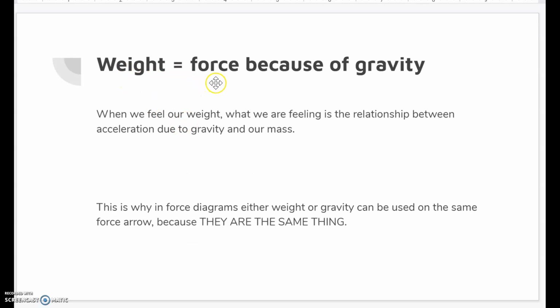Weight is equal to force because of gravity. When we feel our weight, what we are feeling is the relationship between acceleration due to gravity and our mass. This is why in force diagrams, either weight or gravity can be used on the same force arrow because they are the same thing. So thinking back to an example of an apple falling, for the arrow pointing downwards, you could either use gravity or weight for the name because they are the same thing.